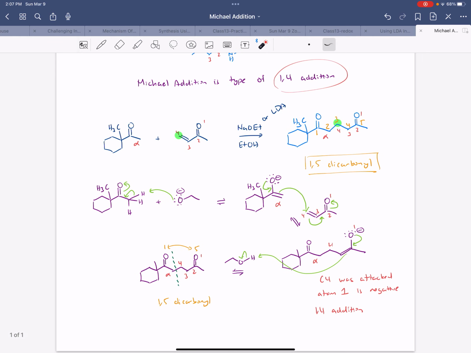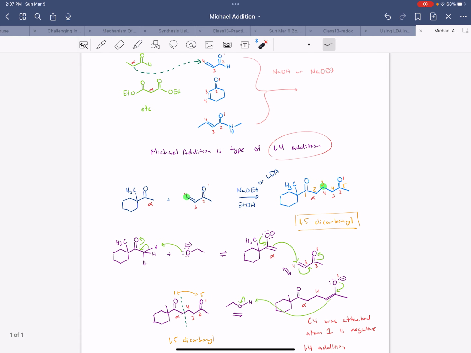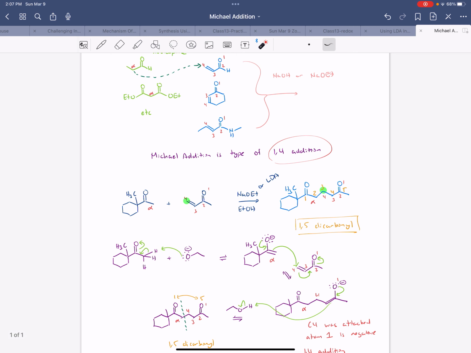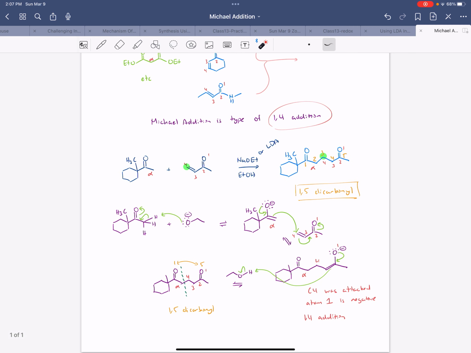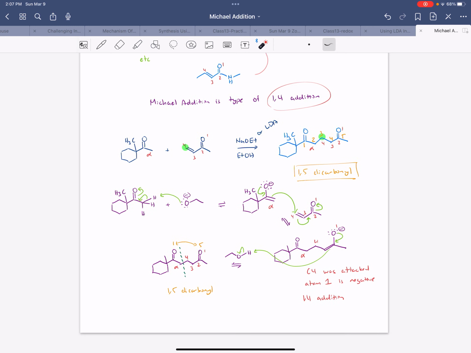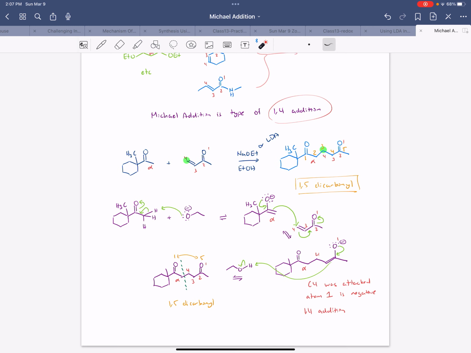That is basically all I need people in my class to know for the Michael addition. Predict the products and draw the mechanism. The mechanism is going to be, for me, 3 steps.